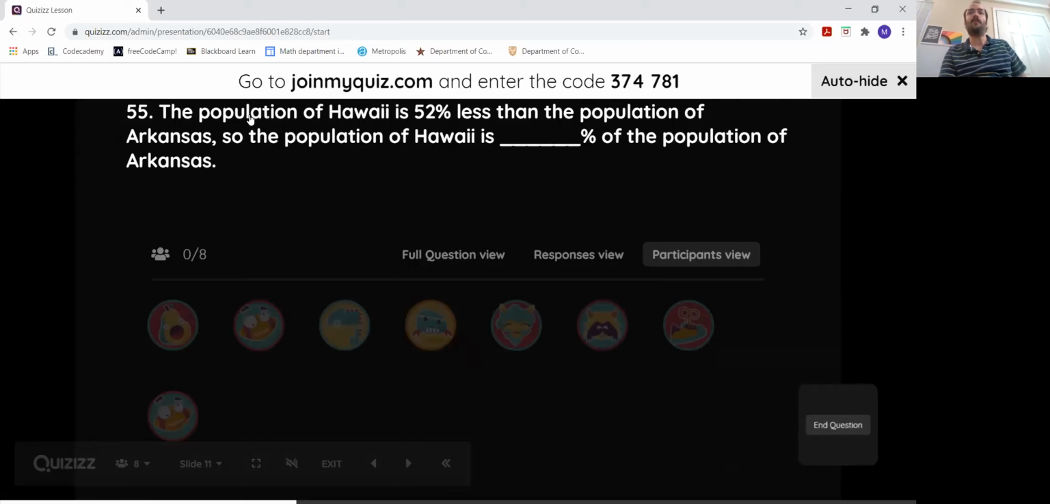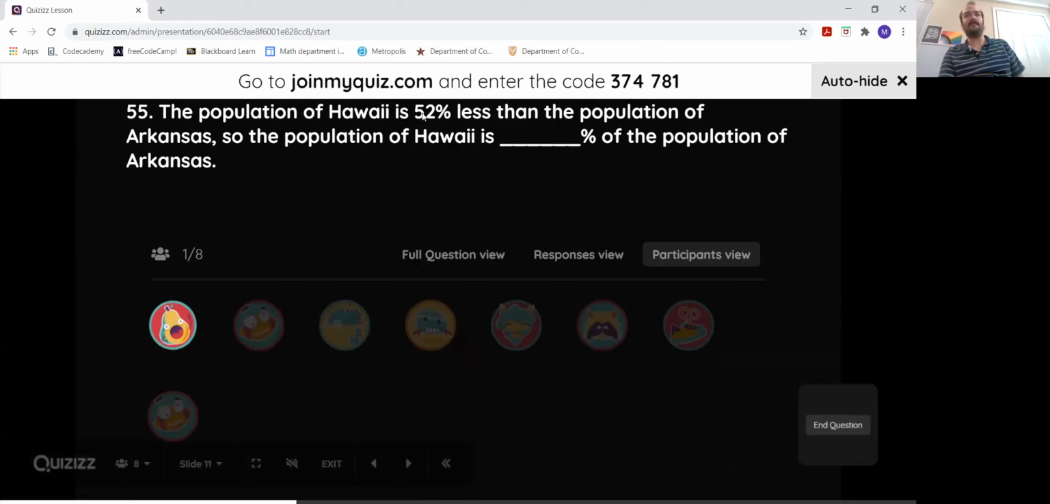Okay, so the population of Hawaii is 52% less than the population of Arkansas. So the population of Hawaii is blank percent of the population of Arkansas. If it's going up, we have 100 plus P. Now this is going down. How does that relate? If you're decreasing a population by 52%, how much of that population are you going to have left?